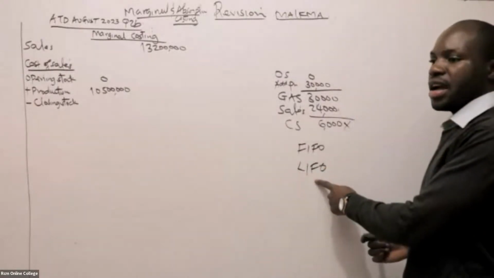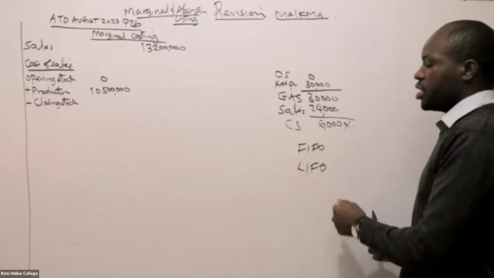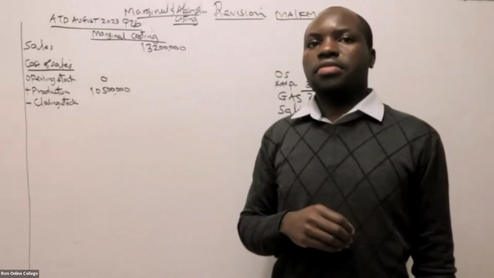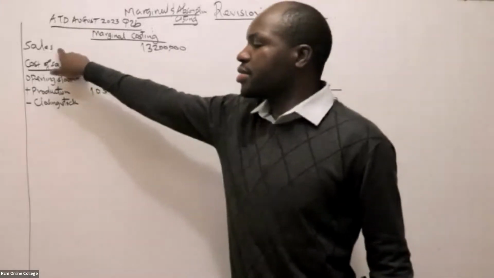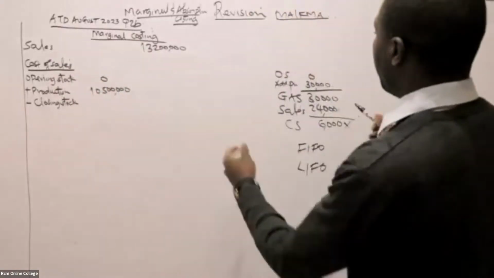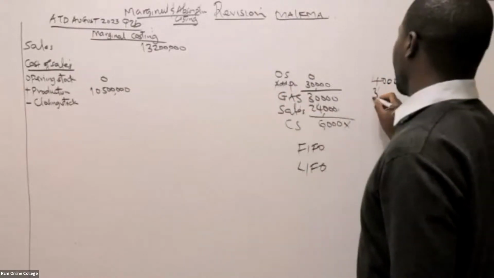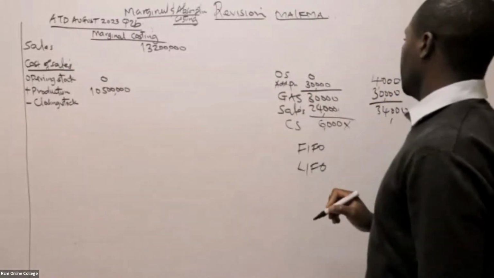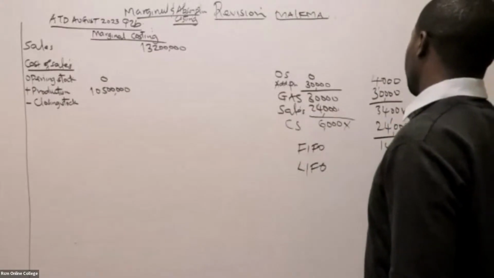Last in, first out. What do I mean? When you say last in, first out, it means whatever was produced during the year will be sold first. So if you add opening stock, these sales will not include the opening stock. So let's say we add opening stock of 4,000, and what has been produced is 30,000. We're talking about 34,000. Then what was sold is only 24,000. You are having a closing stock of 10,000.